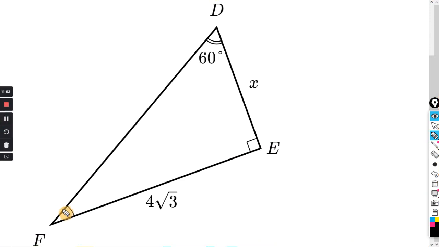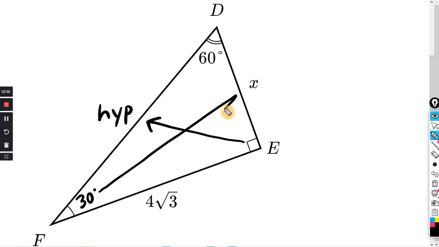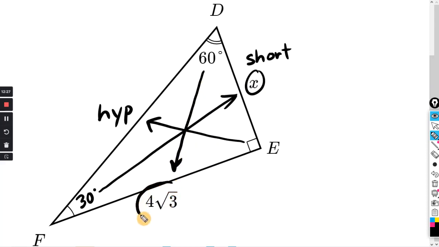All right, first step is to label the angles. We find the missing angle. We have 60, 90, this has to be 30. Now we want to label sides. Across from your right angle is your hypotenuse. Across from the 30-degree angle, that is your short side. And across from your 60-degree angle, that is your long side.